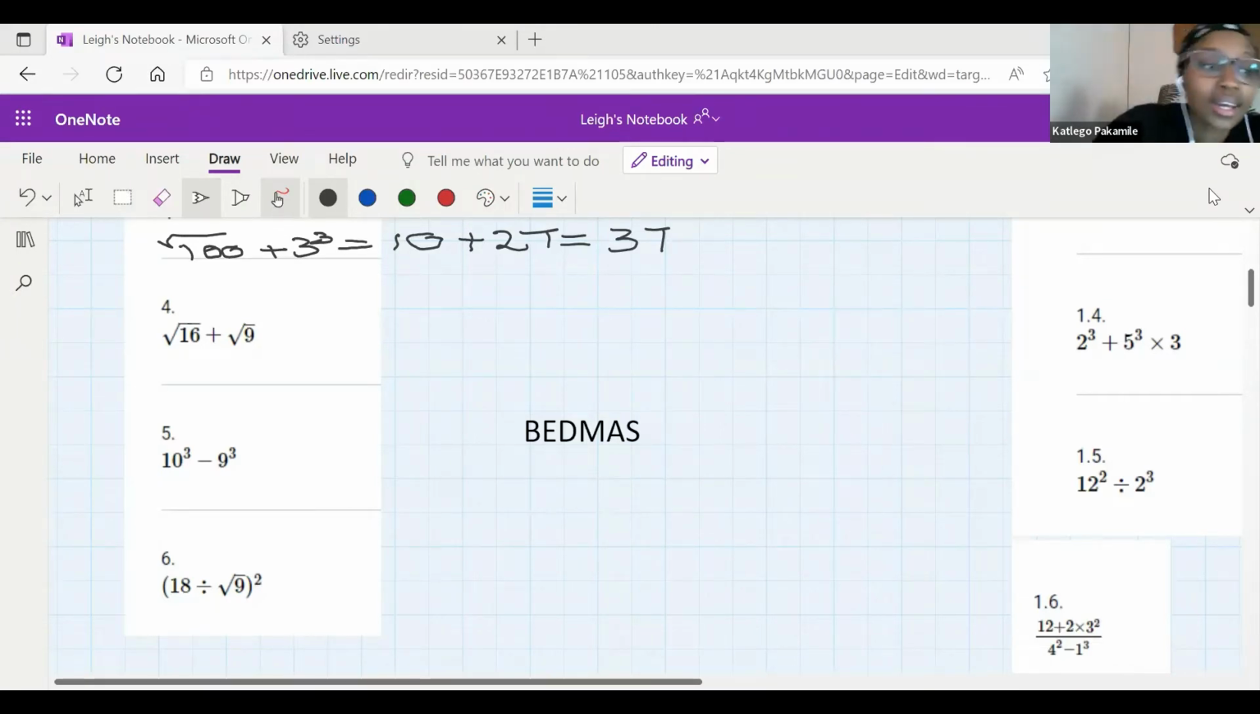The square root of 16 is 4. And then plus the square root of 9, which is 3. And then the answer is 7. So you were right, Tabani. Thank you.